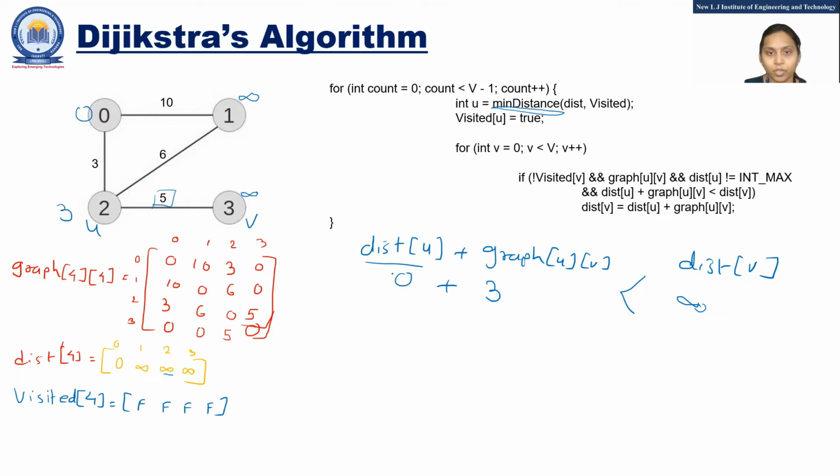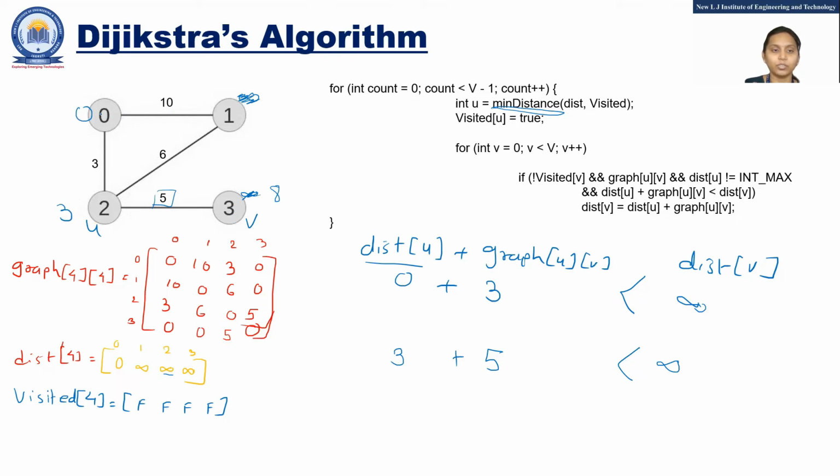Now check this thing again. Distance of u means what? In our case it is 3, and graph of uv is the edge weight, that is 5, and the distance of node 3 is infinity. Okay, so now 5 plus 3 is 8. So 8 needs to be updated at this place. Now it is not infinite, it is 8. Good. Now do the same thing from here, for here also.